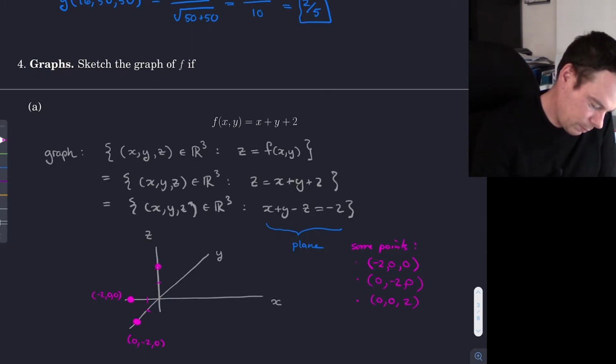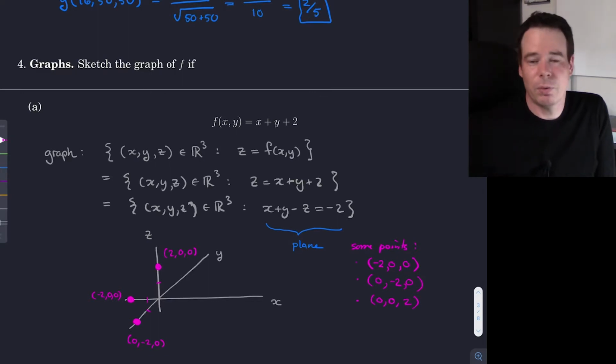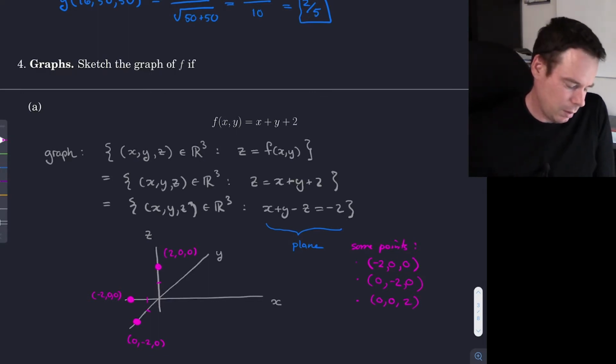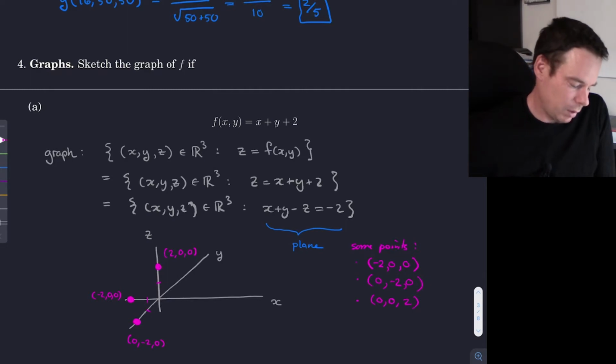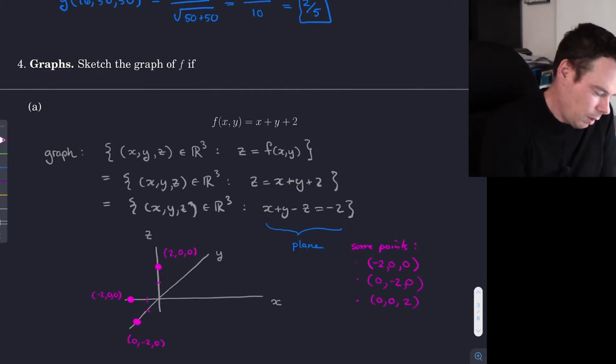So we're up here at 2, 0, 0. Why did I pick 3 points? Well, I know the graph is a plane. It takes 3 points to determine a plane. I've got 3 points plotted now, so I know that these 3 points are going to define that plane that is the graph. So now I just need to sketch the plane in there.